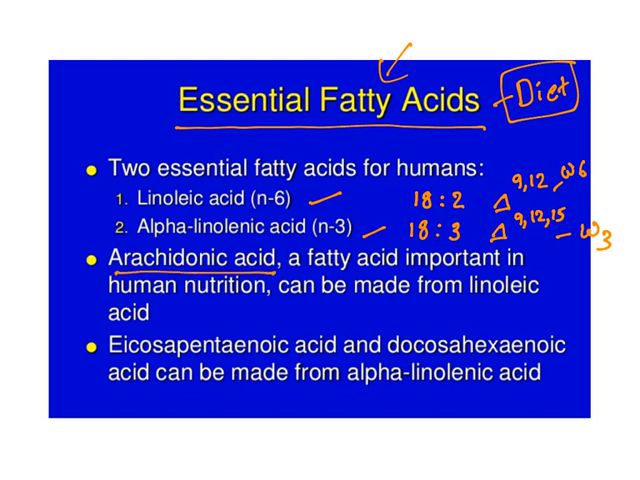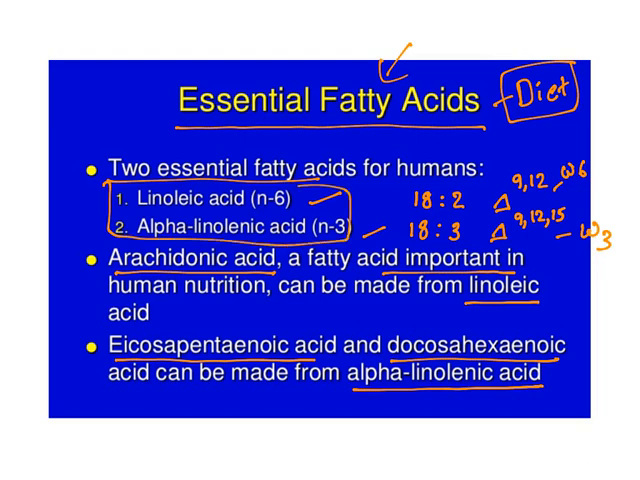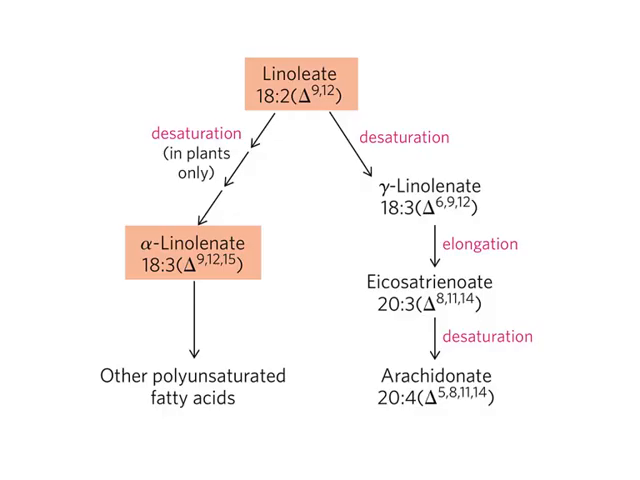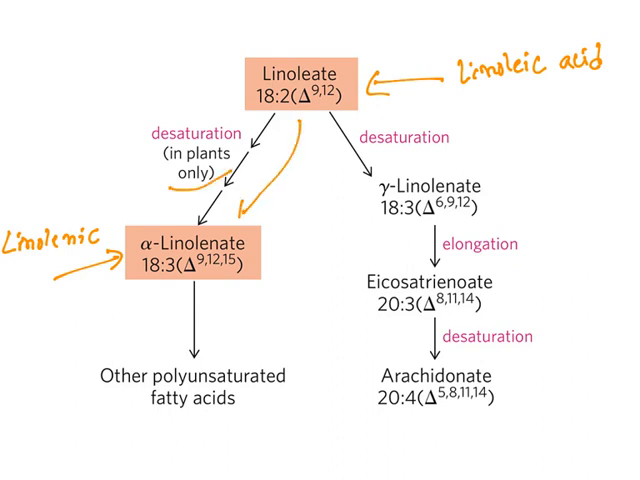Now arachidonic acid, an important fatty acid, can be made from linoleic acid, whereas Eicosapentenoic acid and Docosahexenoic acid can be made from alpha linolenic acid. So remember this, these 2 are essential fatty acids. You can see it here. Linoleic acid in its ionized form is known as linoleate, whereas linolenic acid in its ionized form is known as alpha linolenate. Now linoleate can be converted into linolenate in plants, but in humans we need both of them in the diet. That's why they are known as essential fatty acids.